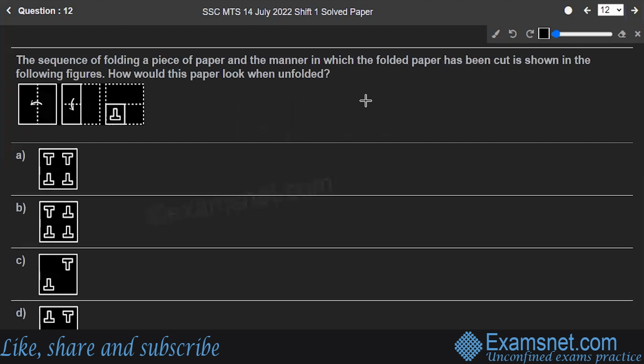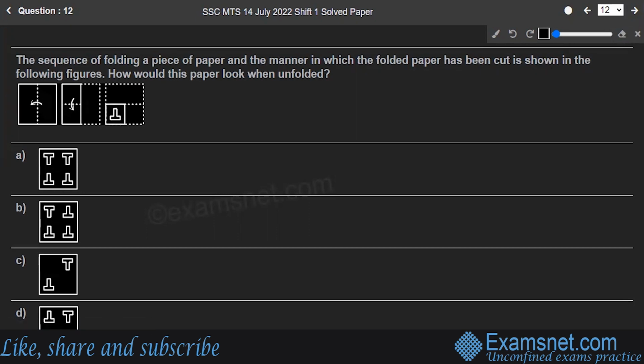The sequence of folding a piece of paper and the manner in which the folded paper has been cut is shown in the following figures. So this is the way, and the second way around. After folding it like a quarter piece, this type of cut is made to the paper. When you unfold it, how will it look?